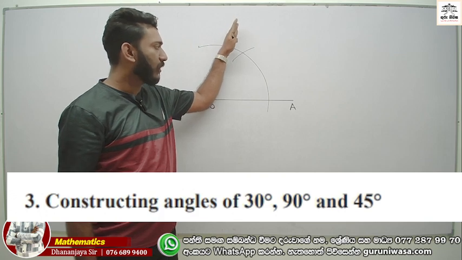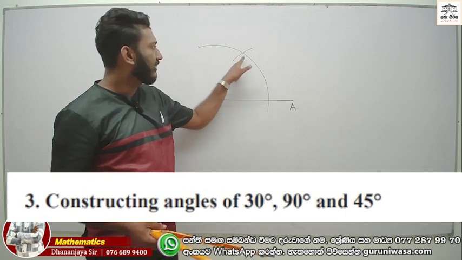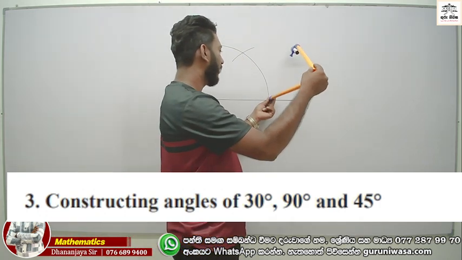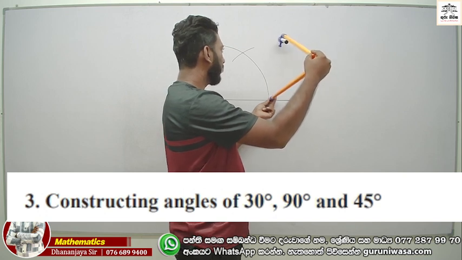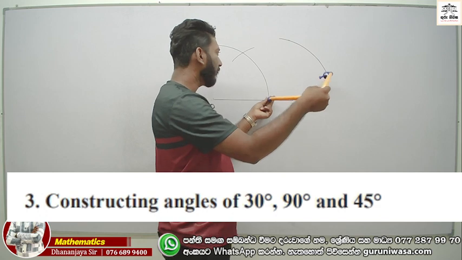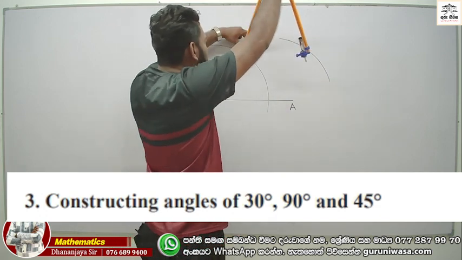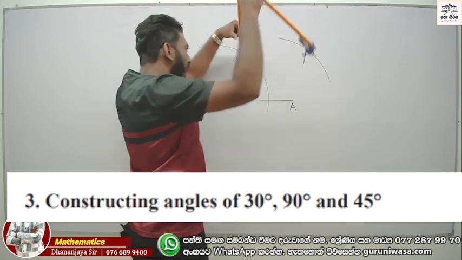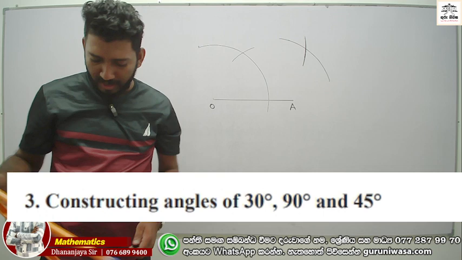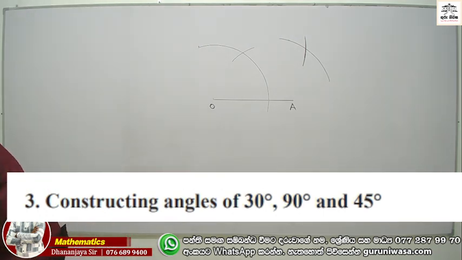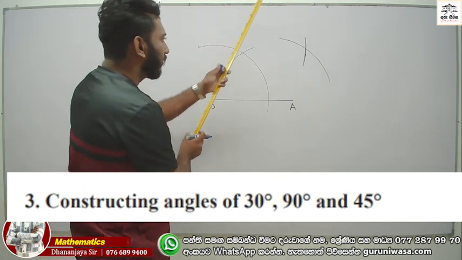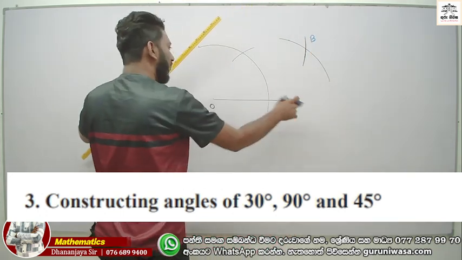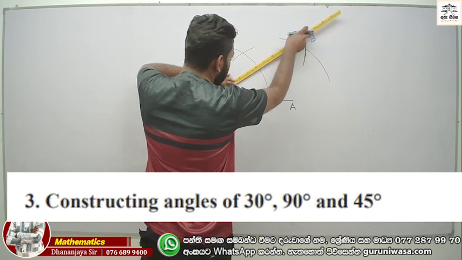How to draw the angle bisector? You need to place your compass at this point and this intersection point. Now I am going to place it here and draw the arc like this. And I am going to place the compass at this intersection point as a center and draw the arc like this. Now I have an intersection point. Here to here I'm going to mark as B. Now AOB should be 30 degrees.